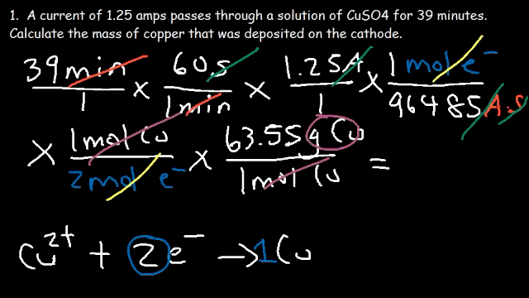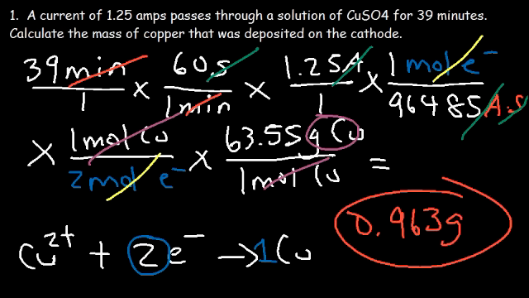So now all we need to do is the math. So 39 times 60 times 1.25 divided by 96,485 times 63.55 divided by 2 is about 0.963. So that's how many grams of copper were deposited onto the cathode. So the mass of the cathode increased by 0.963 grams.